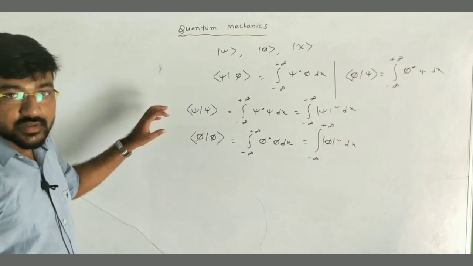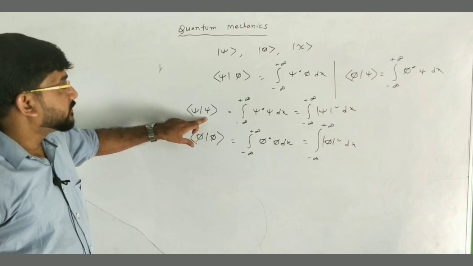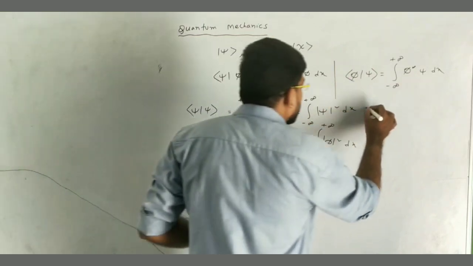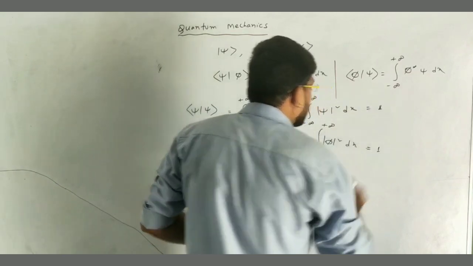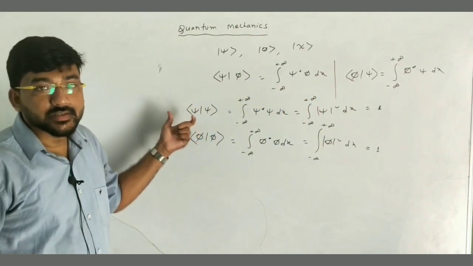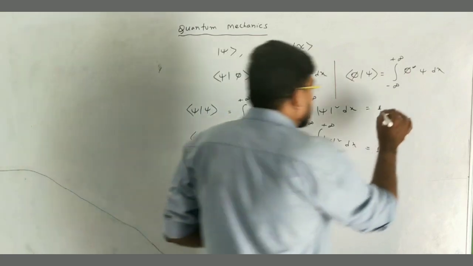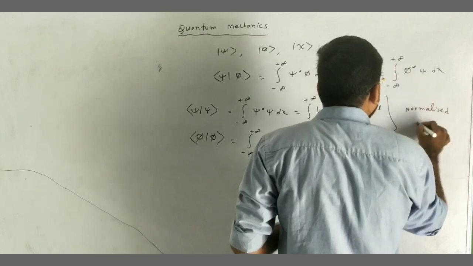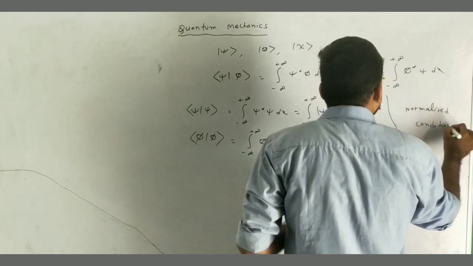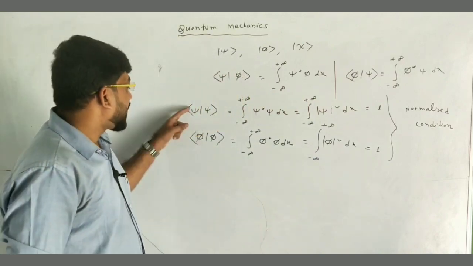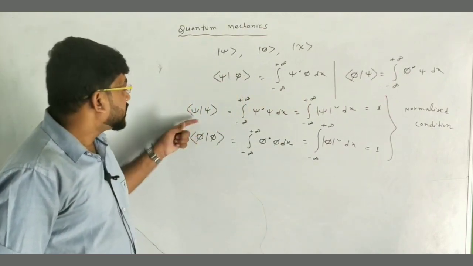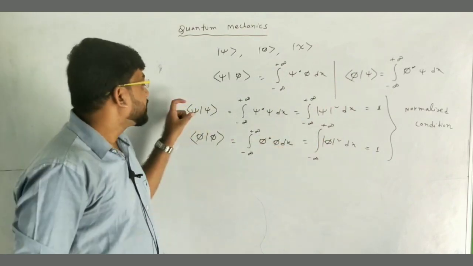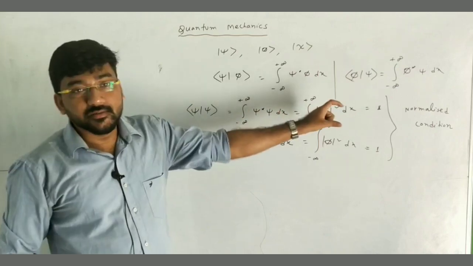But if the scalar product of a wave function with itself gives the result unity, if this is 1 suppose, then this is called the normalized wave function. So this condition is actually what? The normalized condition. In that respect, you can tell that psi and phi are normalized wave functions, because for psi this holds, and for phi this also holds. So this is the normalized condition.